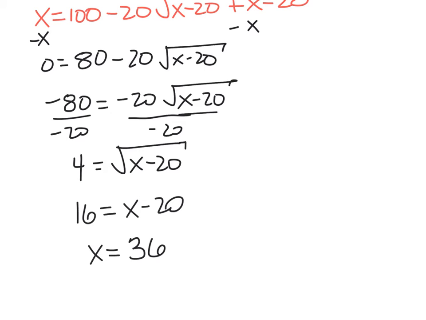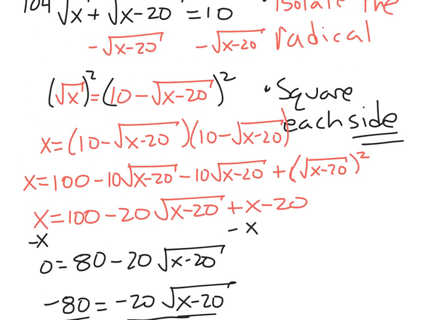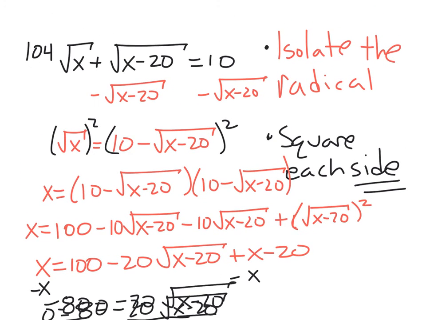You should go back up and check. So let's go back to the top, 36. Just make sure we're okay, right? Square root of 36 is 6. That's the square root of 16, which is 4. So 6 plus 4 is 10. We're super happy.